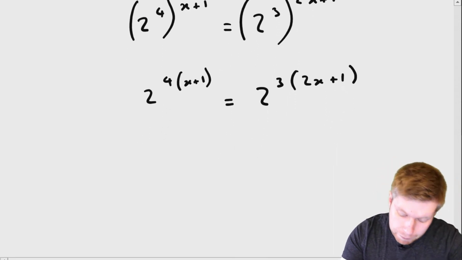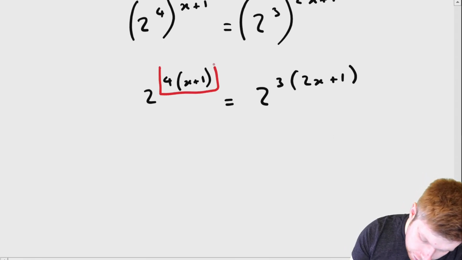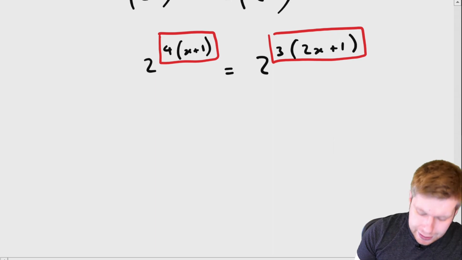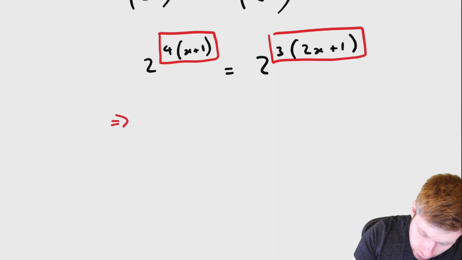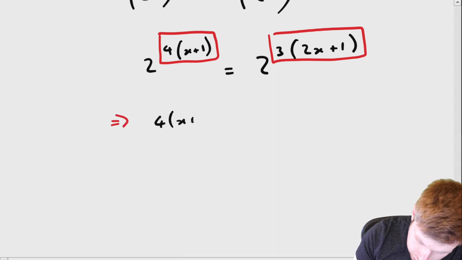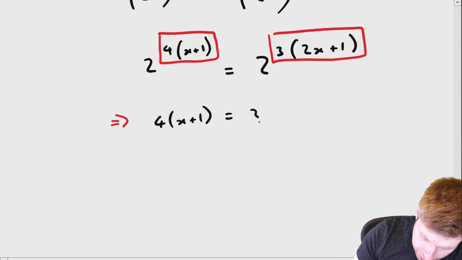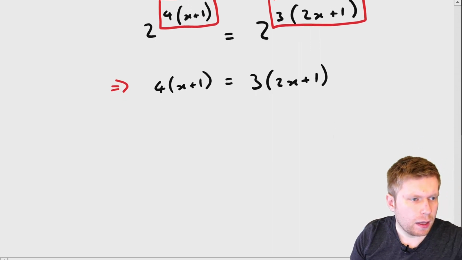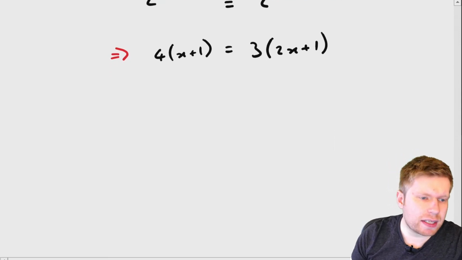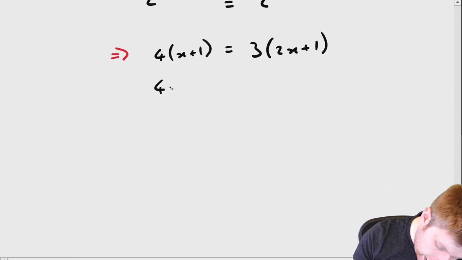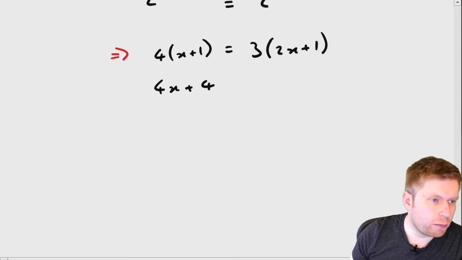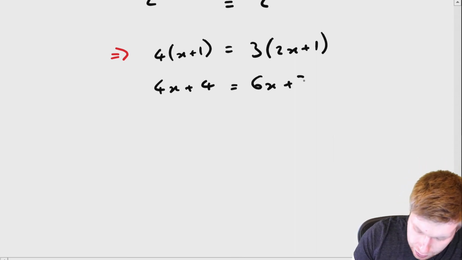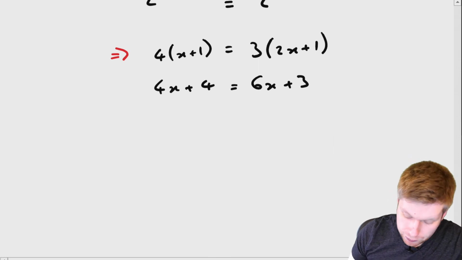Now, are you happy here that because I have 2 to the power of something, and that must be the same as 2 to the power of something, those somethings must be the same. So in other words, 4 times by x plus 1 must be the same as 3 multiplied by 2x plus 1. Okay? So now all I need to do is just expand this out and solve it. So let's go 4x plus 4. Let's just expand the bracket on the left-hand side, expand the bracket on the right-hand side, we get 6x plus 3. All right, let's simplify this then.